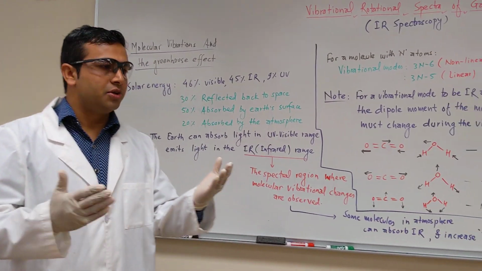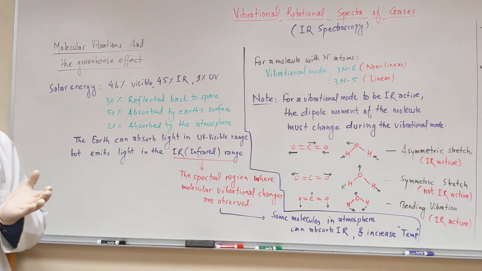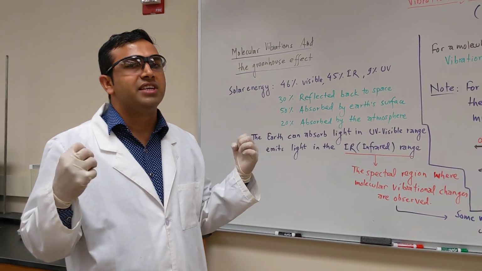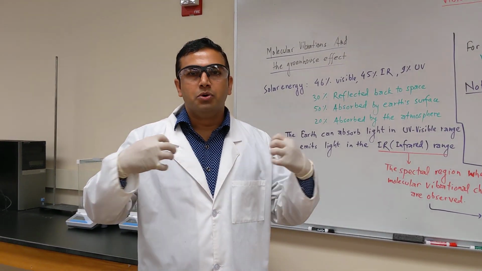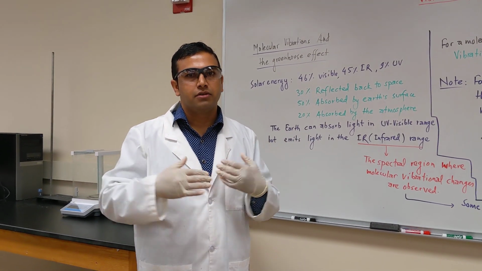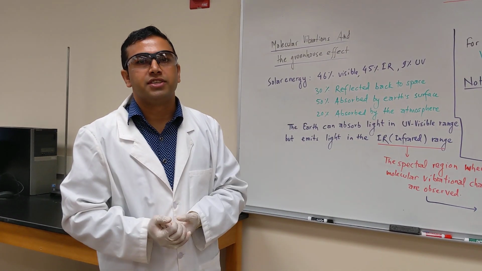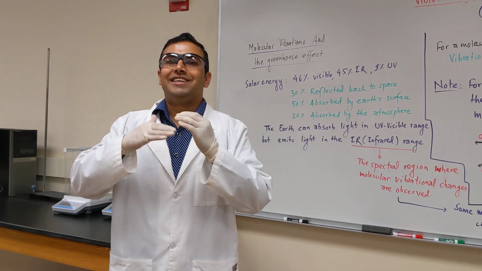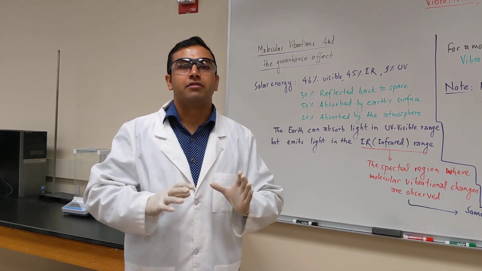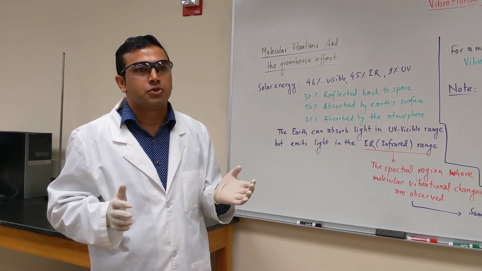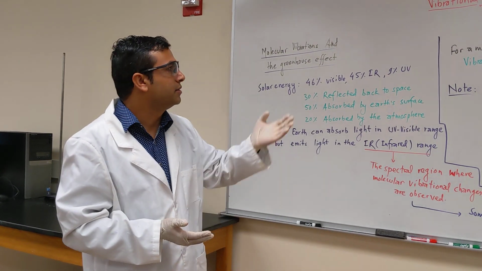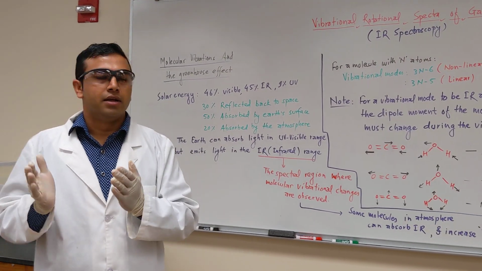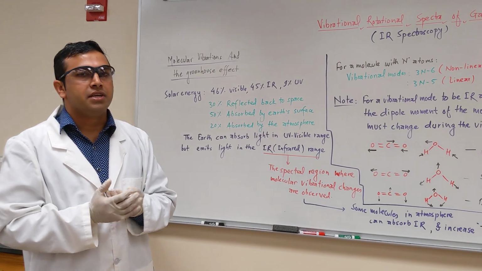Some molecules in the atmosphere can absorb infrared light, and they will increase the temperature. When they absorb the infrared light, the bonds of these molecules vibrate, right? This produces heat, and the heat gets transferred to another molecule, and it hits another gas molecule. That's how we have the heated atmosphere. This is called the greenhouse effect, right? So we'll talk about what type of molecules will absorb the infrared light.